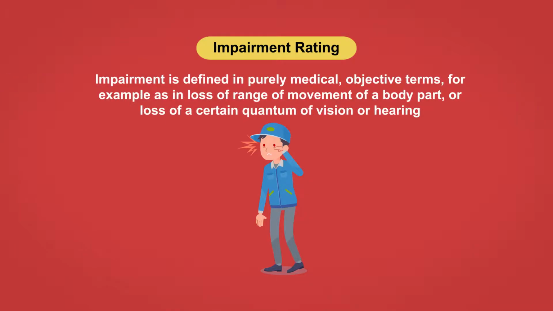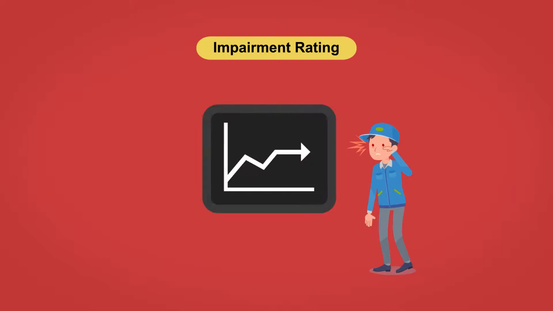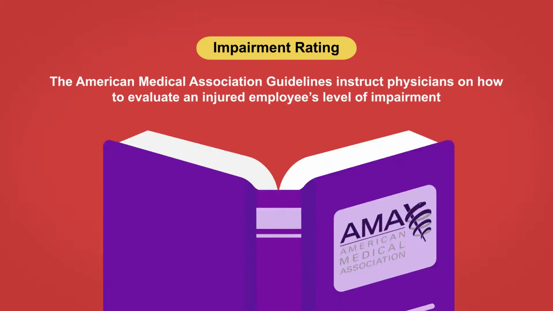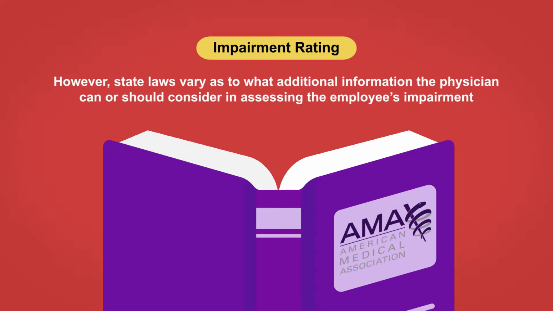Impairment is defined in purely medical objective terms, for example, as in loss of range of movement of a body part or loss of a certain quantum of vision or hearing. Once a patient's condition reaches maximum medical improvement or is permanent and stationary, the employee's physician can assign the worker a percentage impairment rating so that permanent benefits can be calculated. The American Medical Association guidelines instruct physicians on how to evaluate an injured employee's level of impairment. However, state laws vary as to what additional information the physician can or should consider in assessing the employee's impairment.